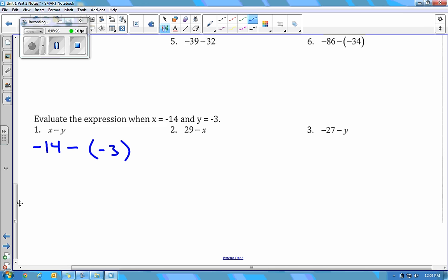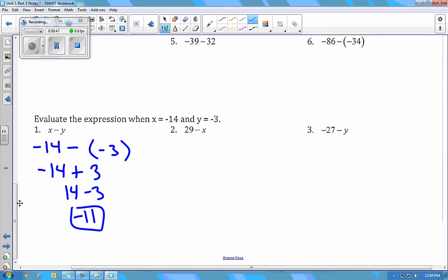To do subtraction, I have to add by the opposite. So -4, subtraction becomes addition. The opposite of -3 is +3. Now since I'm adding opposite signs, I do the bigger one minus the smaller one. That's going to give me 1. The bigger one was negative, so my final answer is negative.